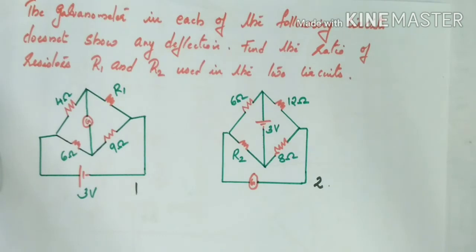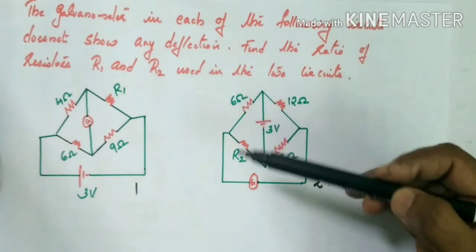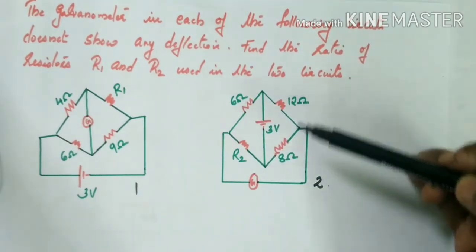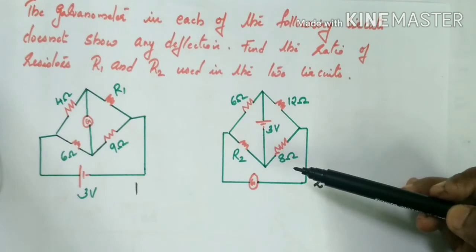Here also the bridge is balanced, but here the galvanometer and the cell are interchanged. At the balance condition, if the galvanometer and cell are interchanged, it does not affect the balance condition of the Wheatstone bridge. So we can interchange them at the balanced condition. So here also we can write 6 by R2 equals 12 divided by 8.